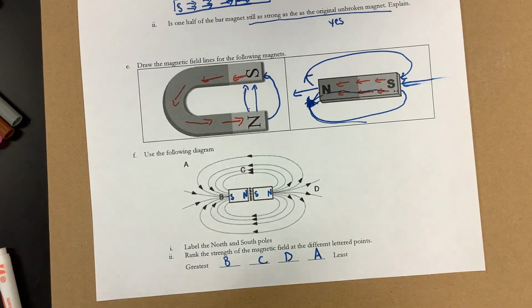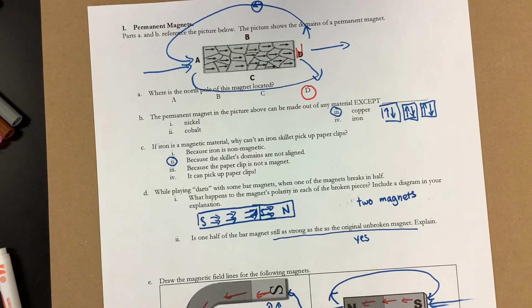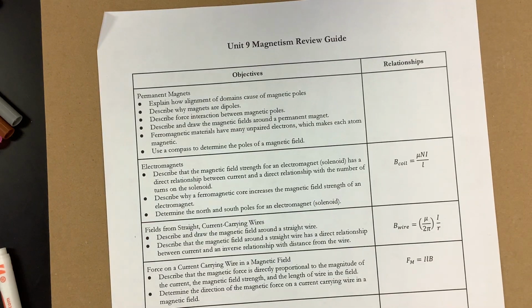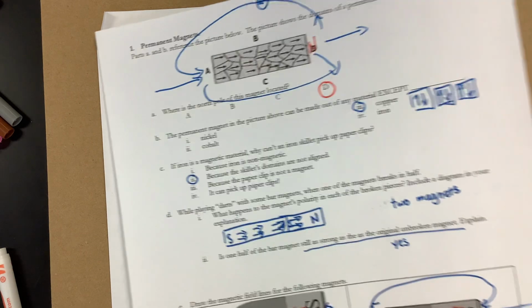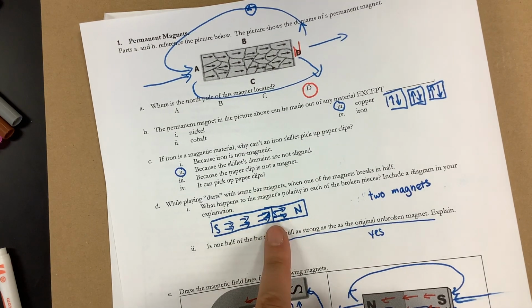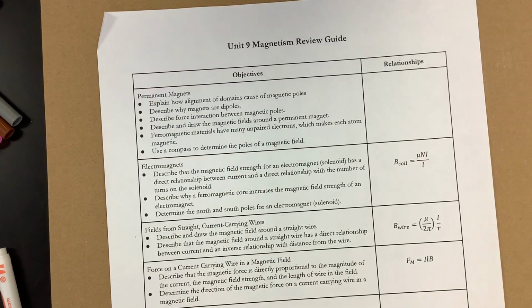So keep in mind that you want to check this page against this set of objectives to make sure you've learned all the things you need to know. So we talked about alignments of domains. We talked about how they're dipoles. When you cut a magnet in half, it makes two separate magnets because each magnet is a dipole with one north and one south pole.